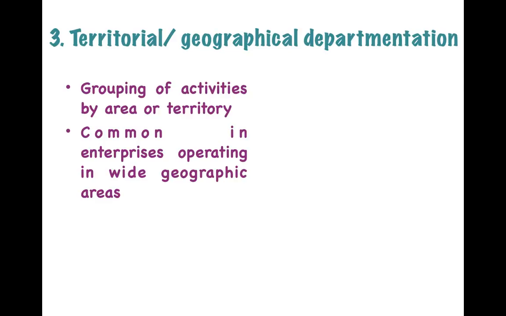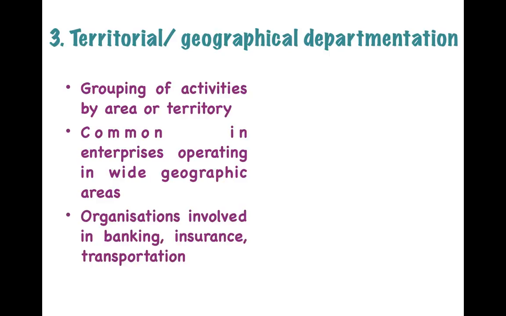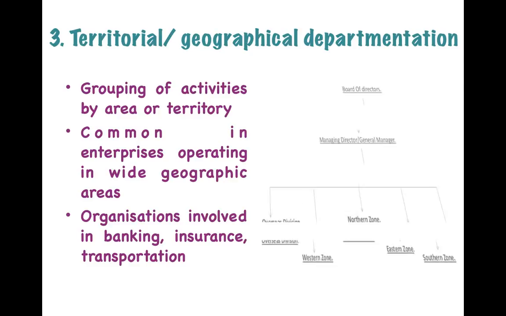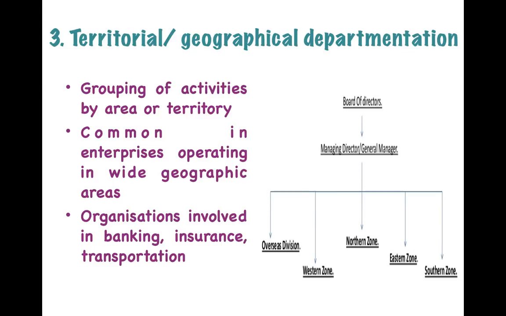Also, different types of banks or insurance companies are working in different types of territories. So organizations involved in banking, insurance, transportation can have territorial or geographical departmentation. So here the managing director has divided his work in different types of geographies, that is overseas division, western zone, northern zone, eastern zone and southern zone. So that way he has done departmentation.